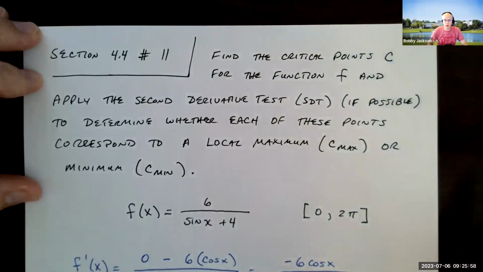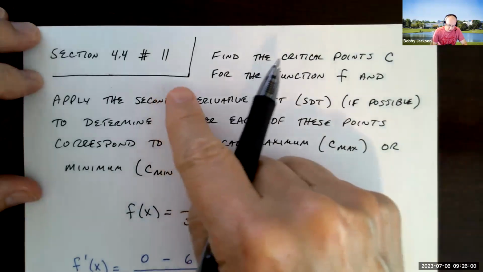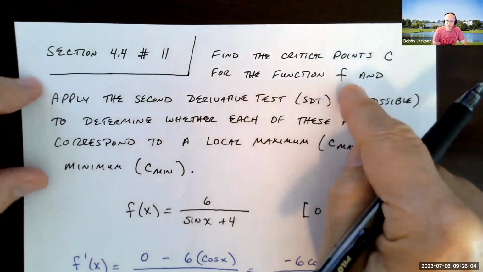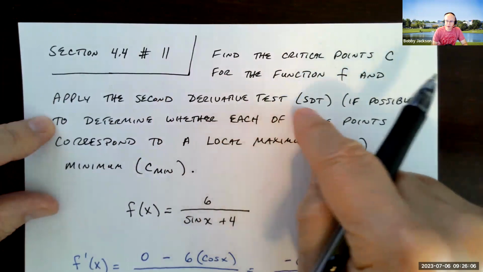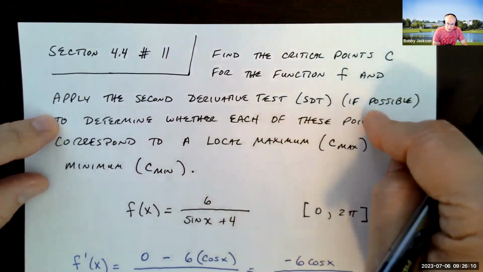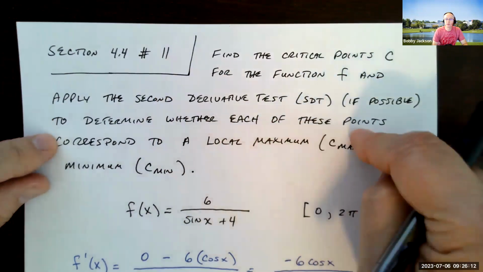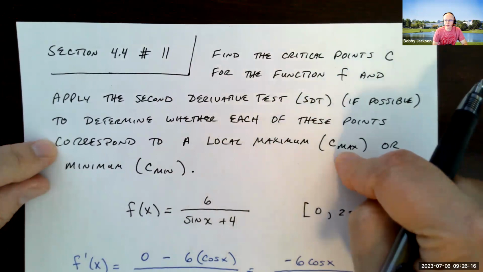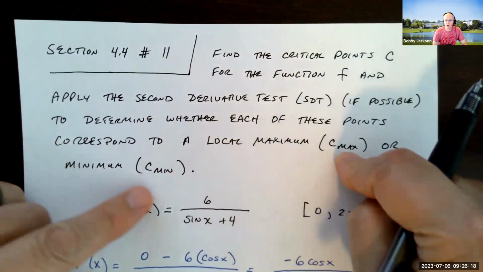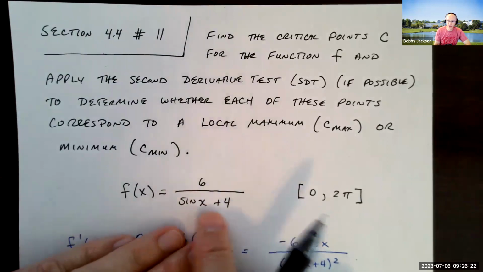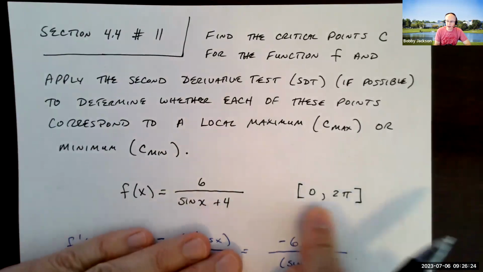Hey everyone, we're going to look at number 11 in section 4.4. We're going to find the critical points c for the function f and apply the second derivative test, which I abbreviate SDT, if possible, to determine whether each of these points corresponds to a local maximum, which they're calling c sub max, or a local minimum, c sub min.